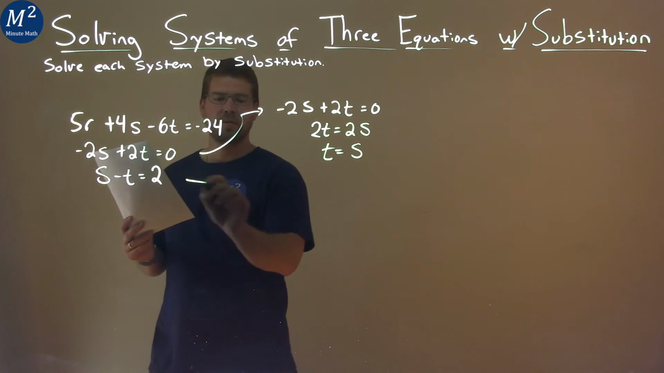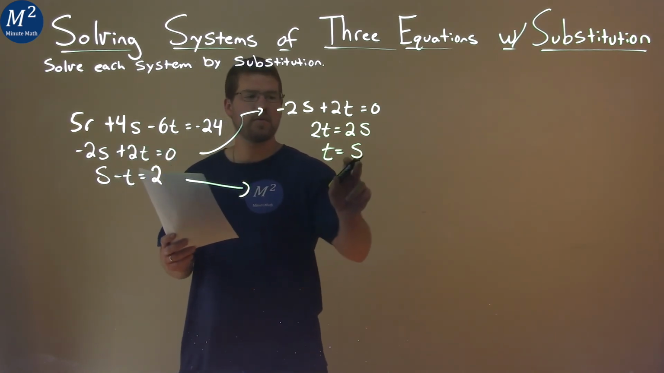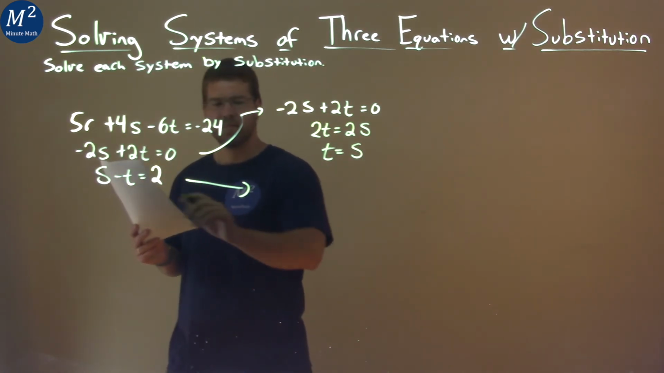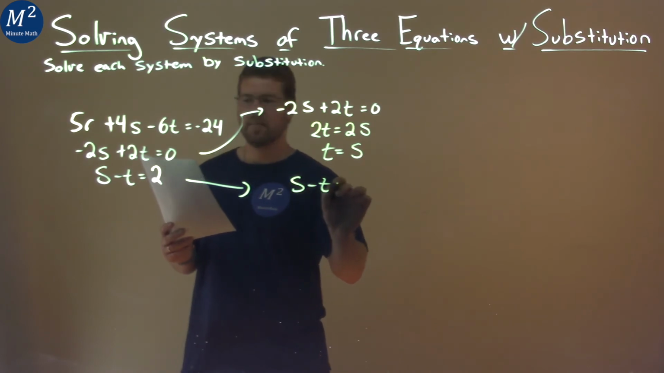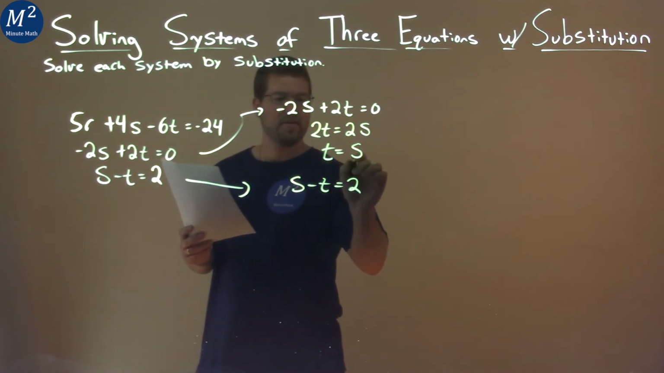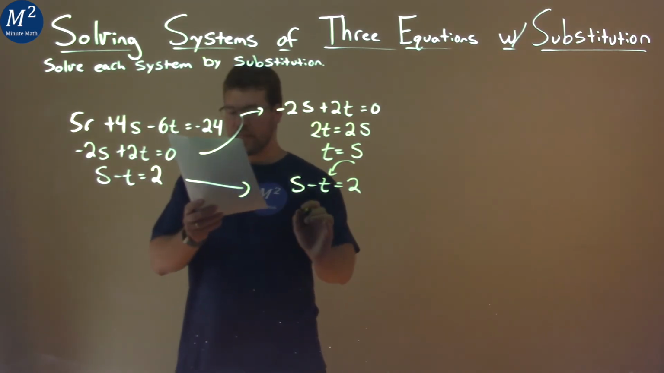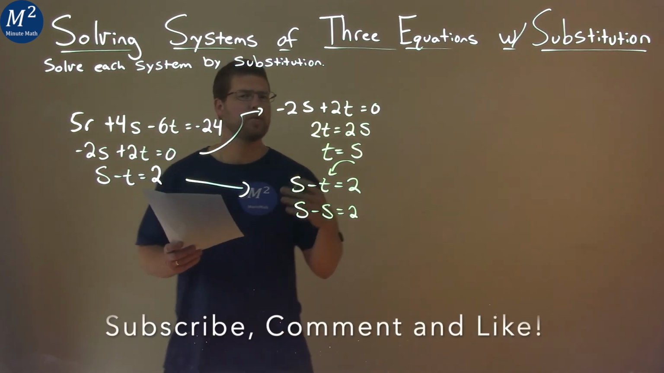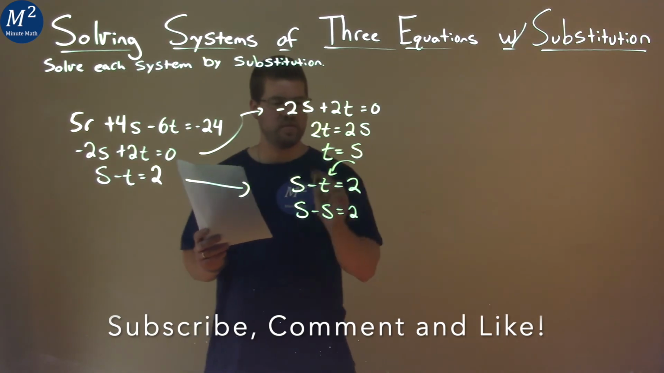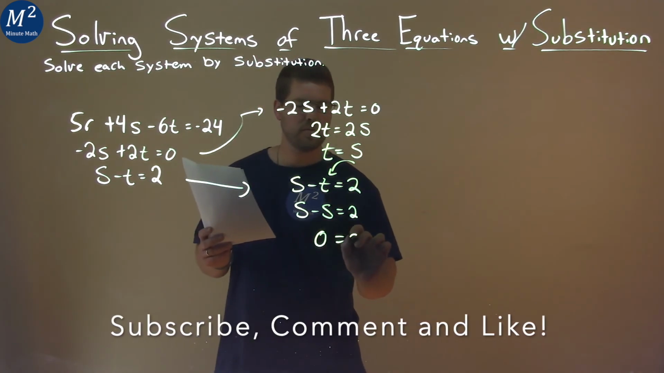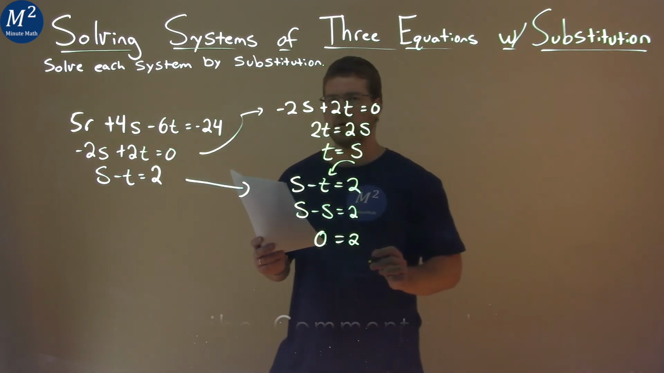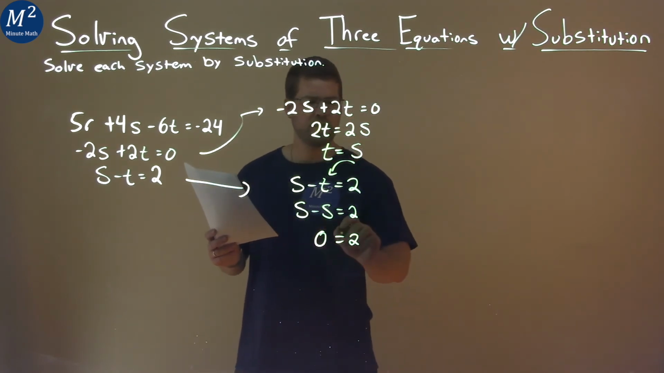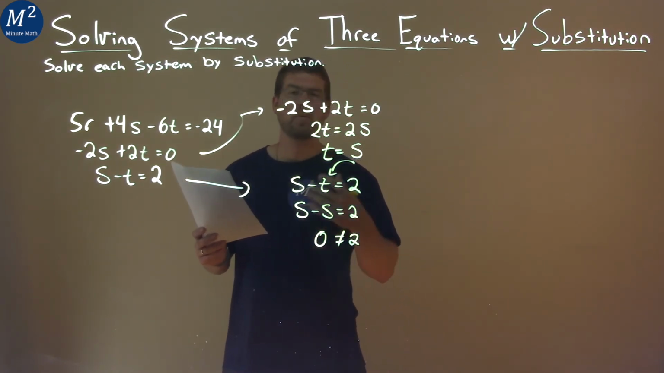So now let's use, well, this equation. Let's substitute s in for t. So we have s minus t equals 2. I'm going to take this s and plug it in for that t. I have s now minus s is equal to 2. And what's a variable subtracted by itself? 0. So 0 equals 2. Well, that's weird. Can 0 equal 2? No. So we have an error here.